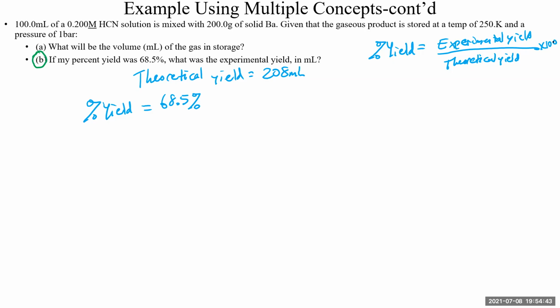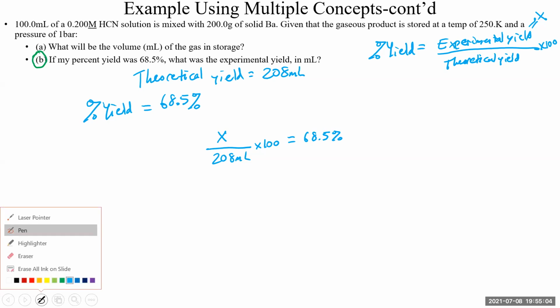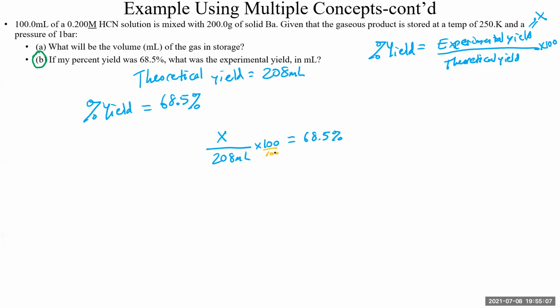So we just solve, we plug in, right? Experimental yield is our X value. We don't know what that is. So I'm going to put X over the theoretical yield of 208 milliliters. I know that I multiply by 100 here, and that's going to equal 68.5%. I'm going to divide out the 100. I think most of you already know what I'm doing here, but I'm going to do it anyway. So the 100 goes away, and 68.5% gets turned into its decimal equivalent of 0.685, equal to X over 208 milliliters.